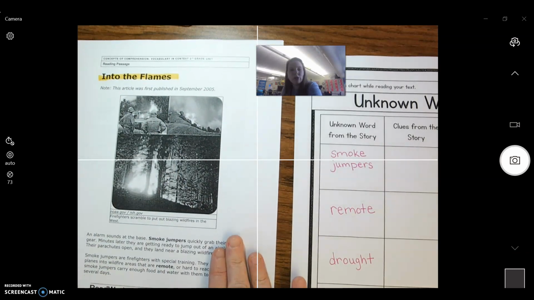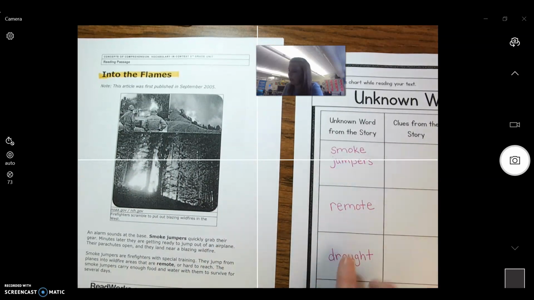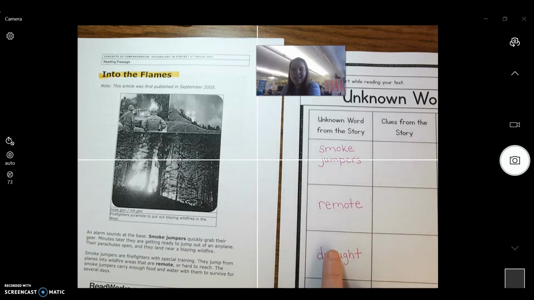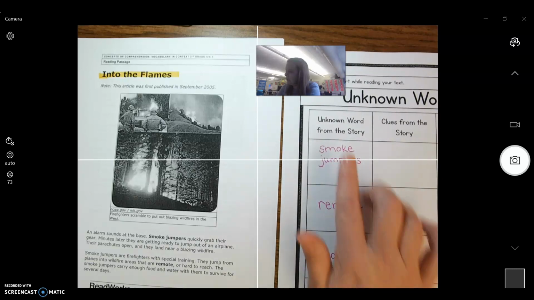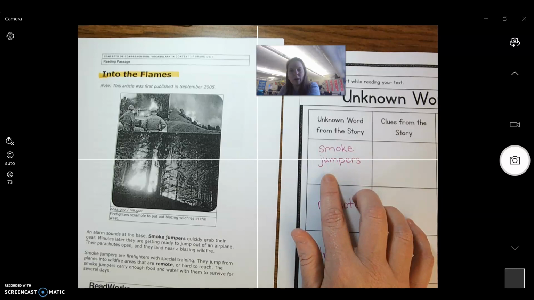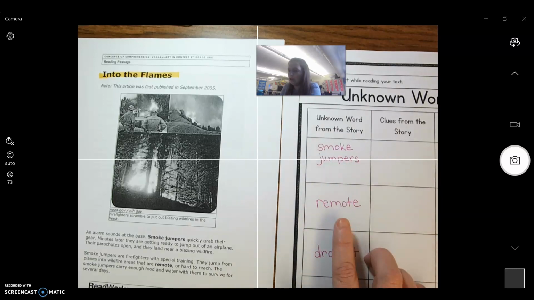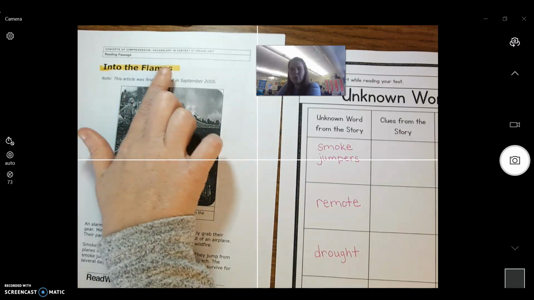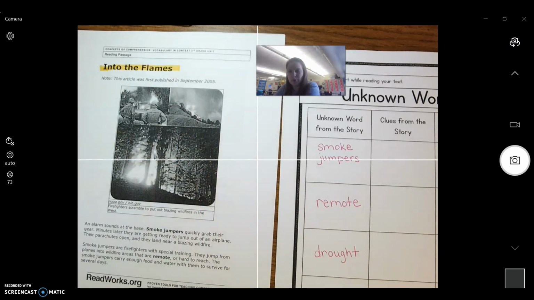So let's read our story first, and then we're going to go look for these words: smoke jumpers, remote, and drought. Miss Esther's going to do one with you, and then we're going to pause the video and let you go do these two. Then you're going to practice some on your own. So let's read the story first. Into the Flames. Follow along with Miss Esther as we read.